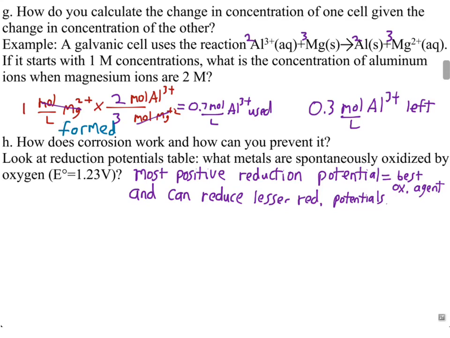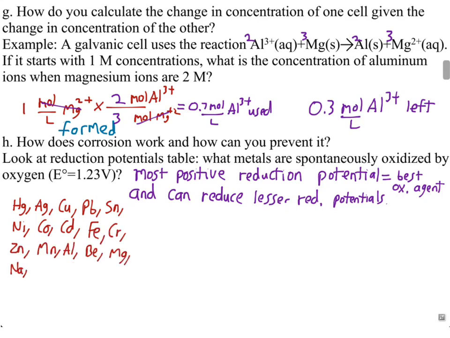So there's a whole list you should have, all the metals that are below oxygen on that table. That would be all of these. And it's not important that you list every single one, it's just important that you can see from the table that oxygen is a better oxidizing agent than all of those.